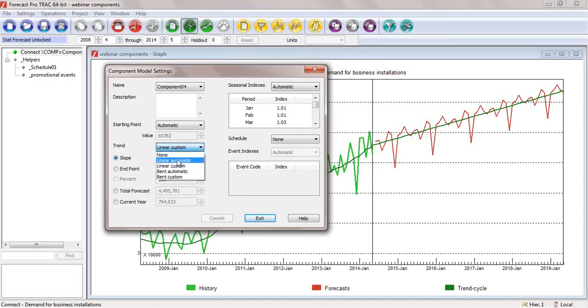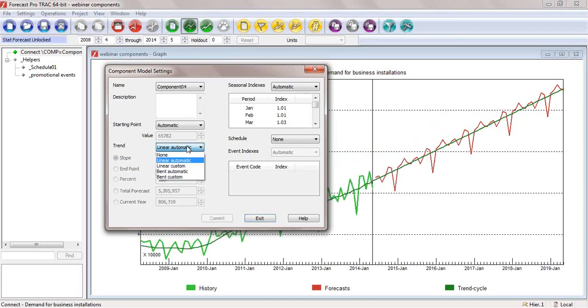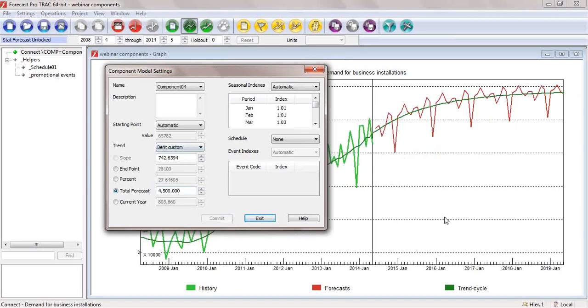Alternatively, let's go back to the automatic for a second. What if I wanted not to have a linear trend but a bent one? I could change this in different ways too. Let's do the total forecast. Currently that forecast is 5.3 million, and let's change it. Let's make it 4.5 million. So I'll commit to that. And what that'll do is bend that trend so that the total forecast sums up to 4.5 million.